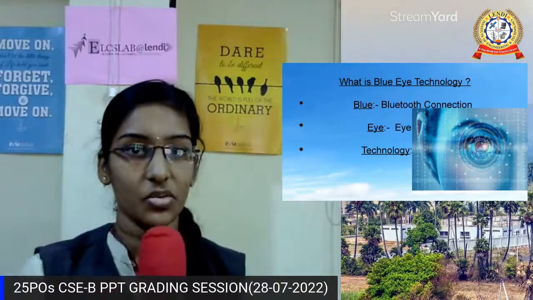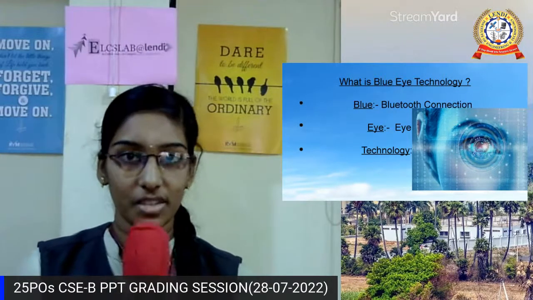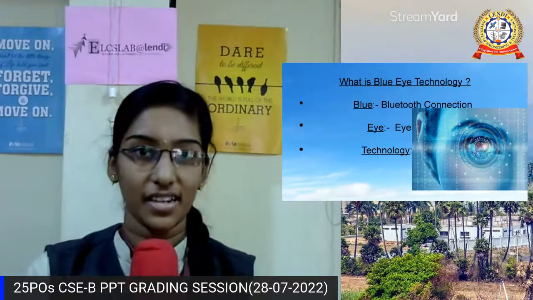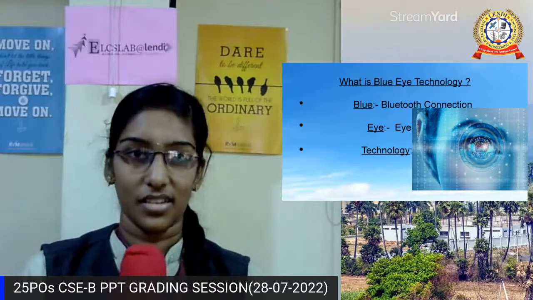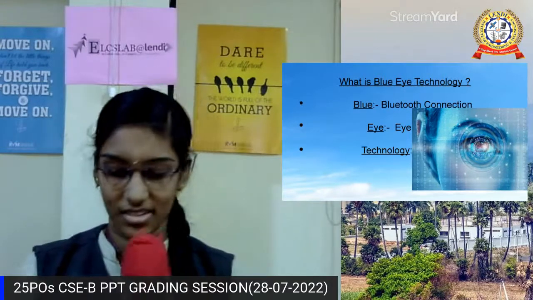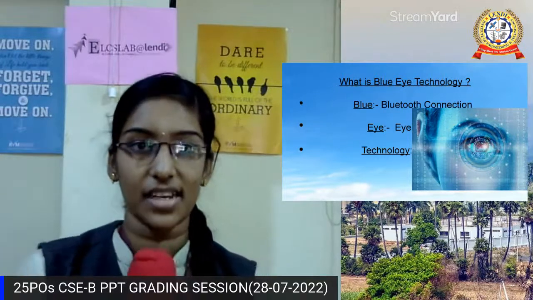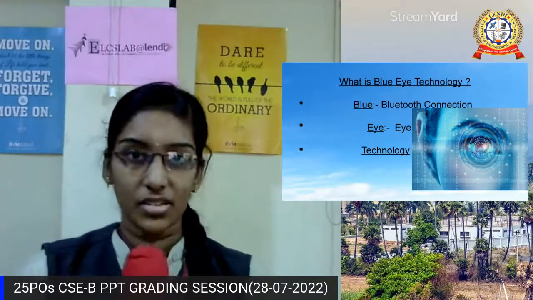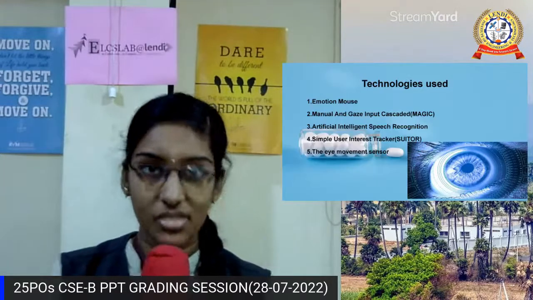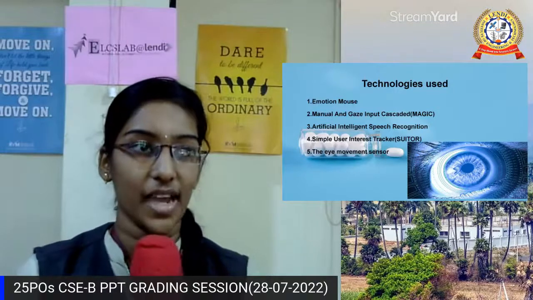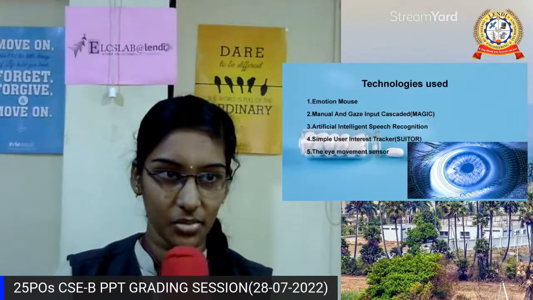So, why do we want Blue Eyes technology? To reduce human illness and health issues, we use this technology. Researchers of IBM introduced this technology in the year 1997 to reduce human limitations such as illness and health issues. The technologies used in this are emotional mouse, magic, artificial intelligence, speech recognition, suitor, and the eye movement sensor.